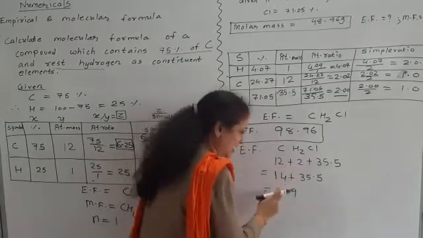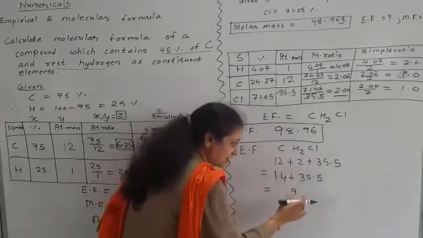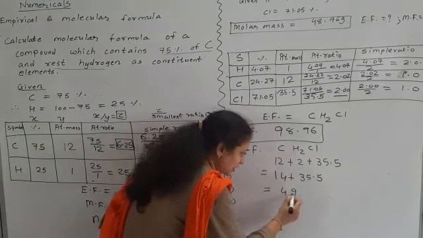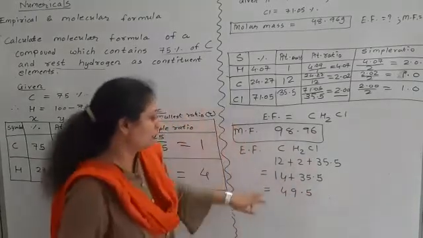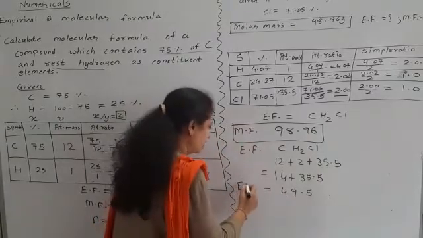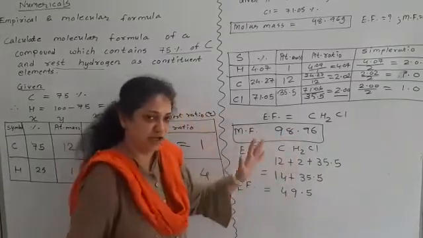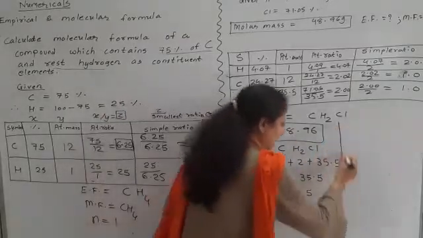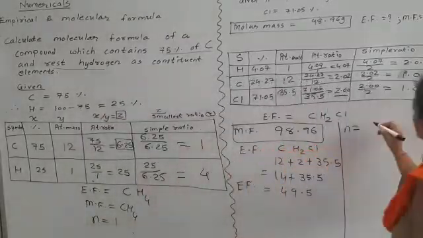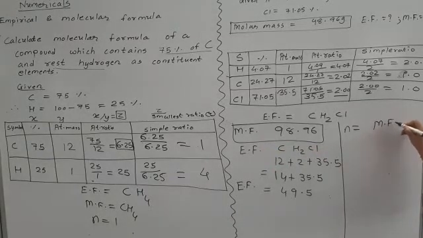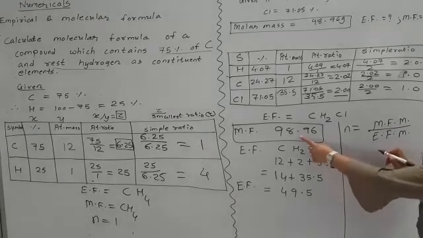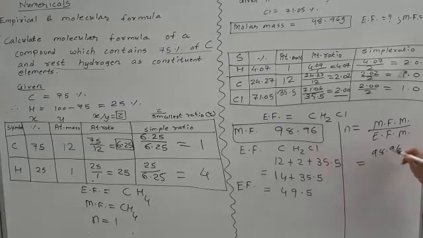12 plus 2 is 14. I wrote 24. So 14 plus 35.5, the answer is 49.5. Now empirical formula mass and molecular formula mass are different. So here I have to obtain the value of N. So N is equal to molecular formula mass upon empirical formula mass. So molecular formula mass is given as 98.96. Empirical formula mass we obtained is 49.5.